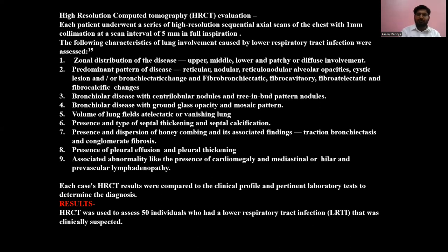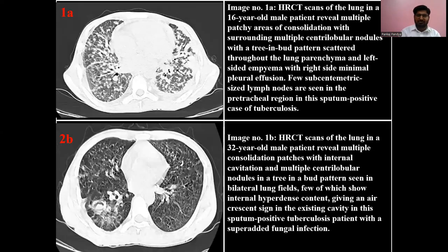Results: HRCT was used to assess 50 individuals who had a clinically suspected lower respiratory tract infection. This is the HRCT image of the lung. Image number 1A shows an HRCT image of lung in a 60-year-old male patient with multiple patchy areas of consolidation surrounding multiple centrilobular nodules with a tree in bud pattern scattered throughout the lung parenchyma, and left-sided empyema with right side minimal pleural effusion, few subcentimetric lymph nodes seen in the pretracheal region in this sputum positive case of tuberculosis.